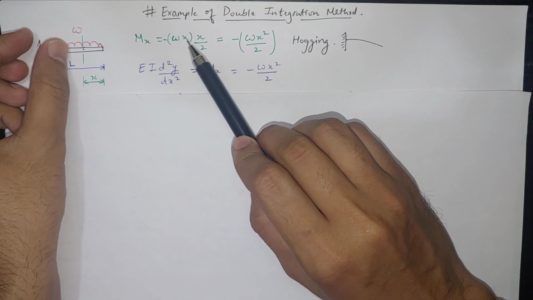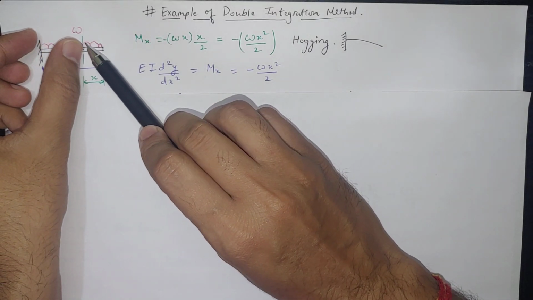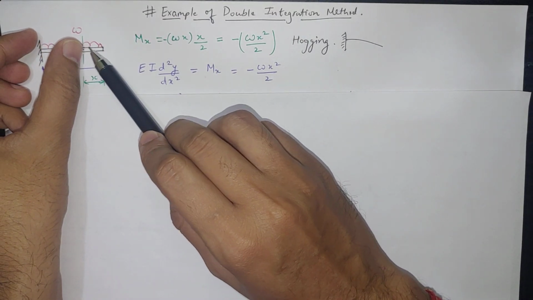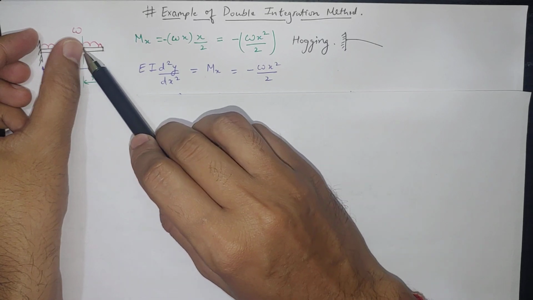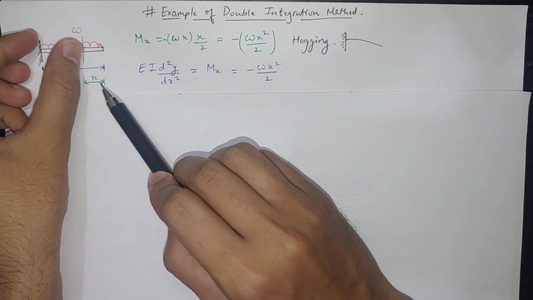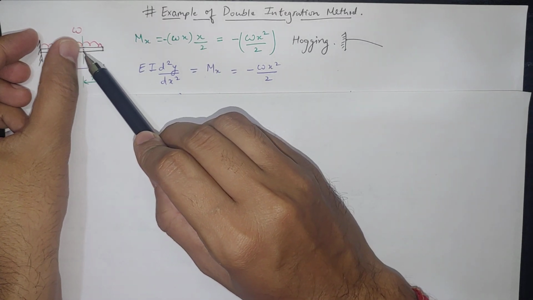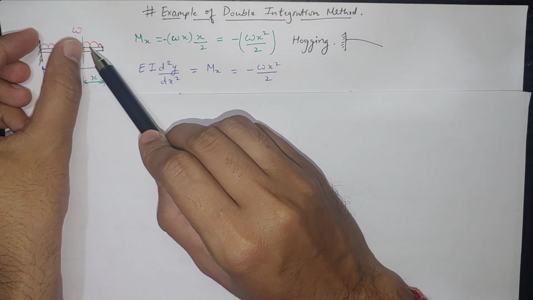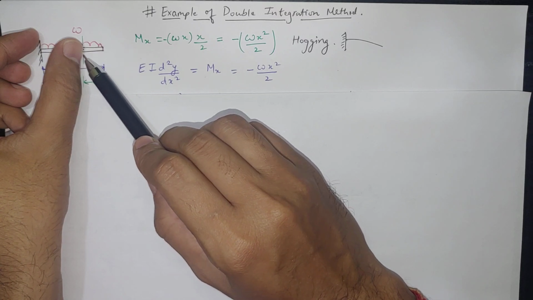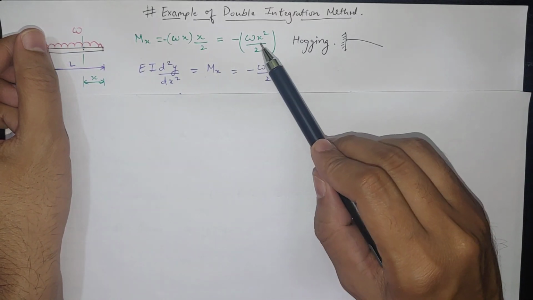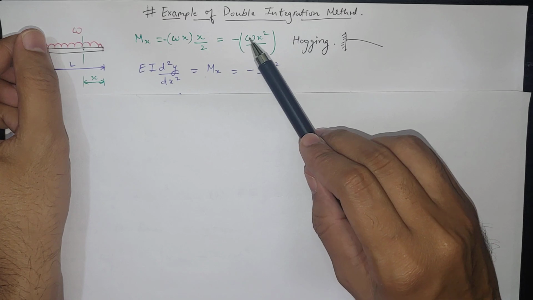So negative of wx is the load on this, so W times the length of this, so this much will be the load, the area of the load in this x, and it will be acting at x by 2 distance from this point. So at this point, W times x by 2, that will be the moment at x. So it comes out as minus wx square by 2.